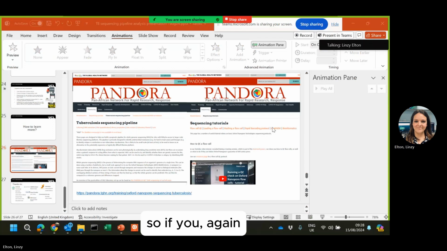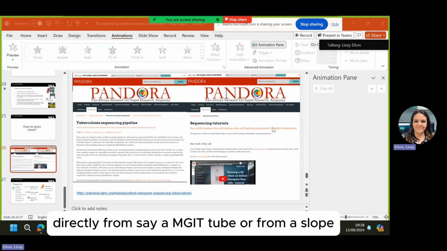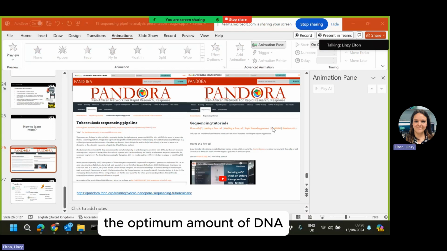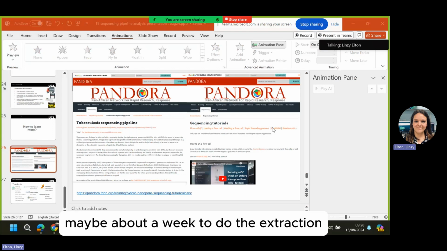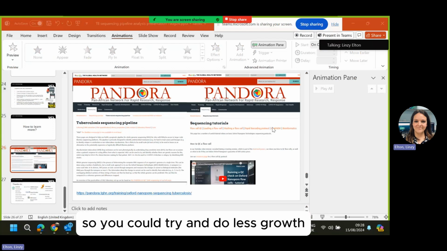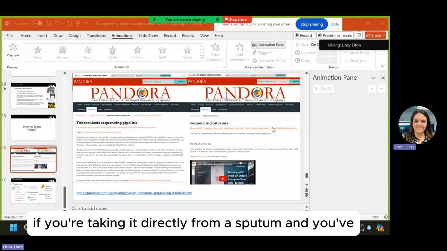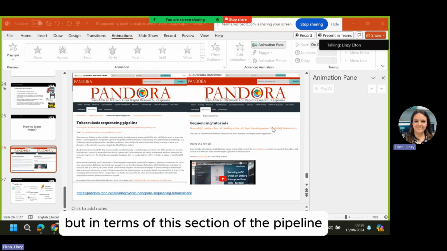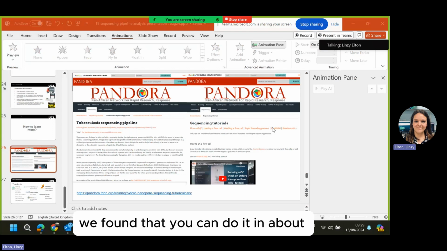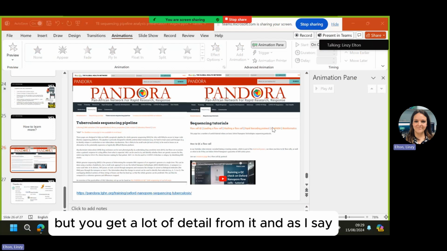Again, it would depend on your own situation. But what we found is if you go directly from, say, a MGIT tube or from a slope, the optimum amount of DNA you will get is after about 3 weeks of growth. And then, as we were saying earlier, maybe about a week to do the extraction, sequencing, and then analysis. So you could try and do less growth. It might take less. I guess it depends on your starting sample. If you're taking it directly from a sputum and you've got to decontaminate it and do all of that side of things first, then it might take a little bit longer. But in terms of this section of the pipeline, from the growing all the way through to the results, we found that you can do it in about a month.